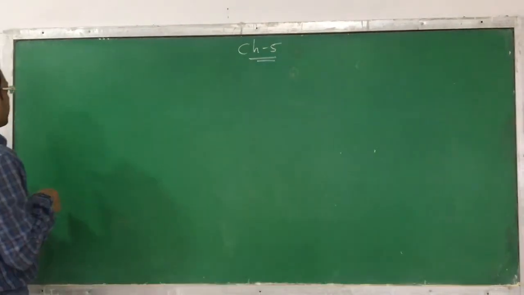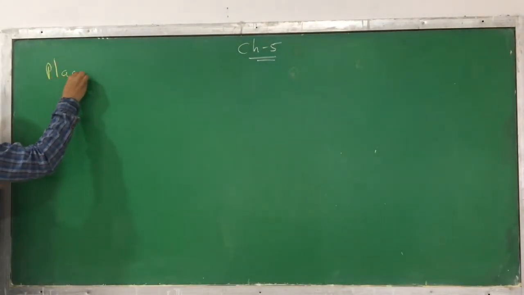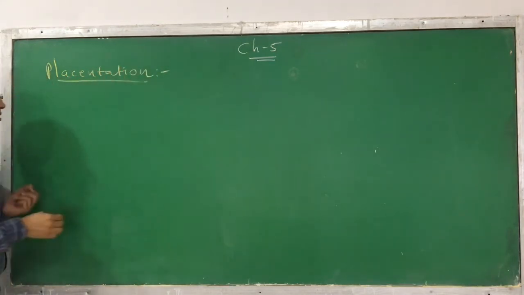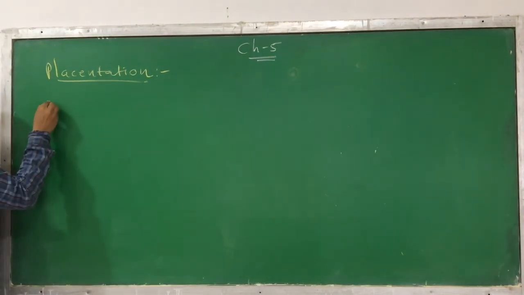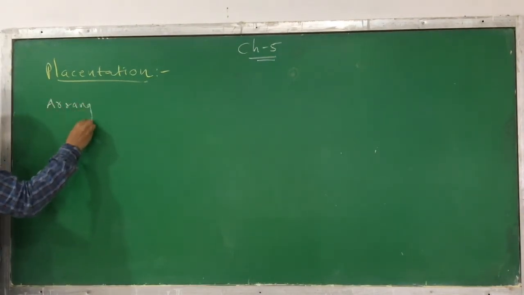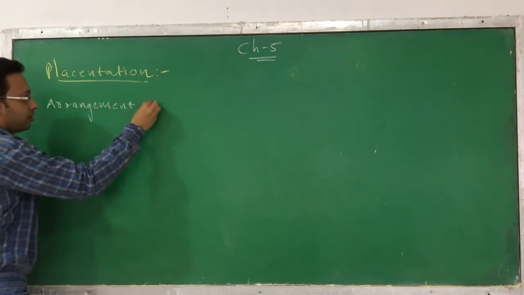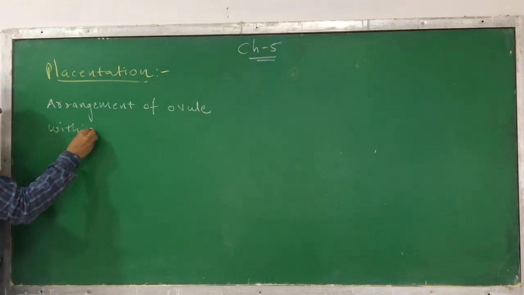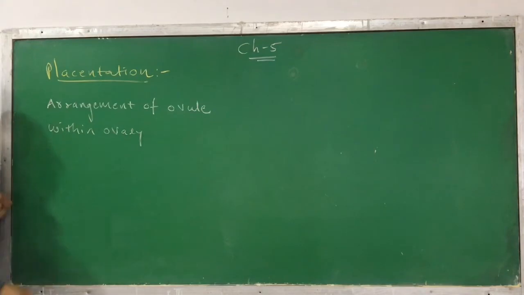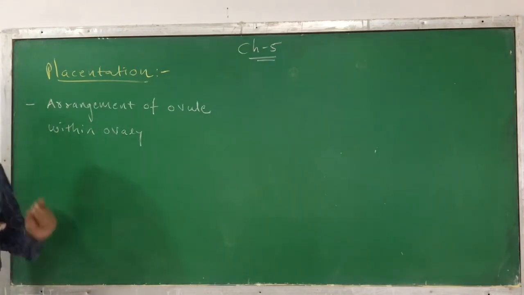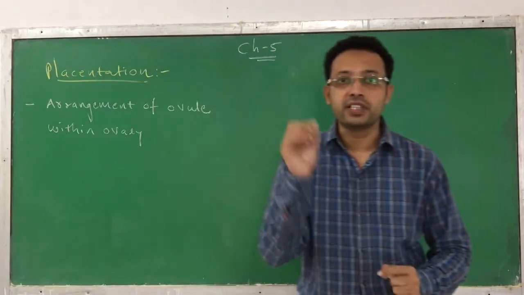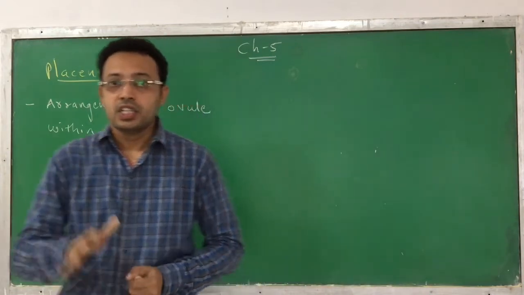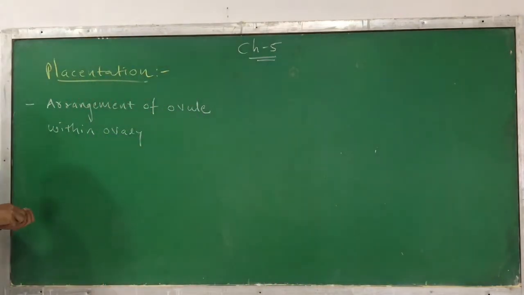Now we are going to start with the next term. It's called placentation. So what is placentation? Placentation means the arrangement of ovules within an ovary. This is called placentation. Different kinds of arrangement can be found. Usually there are 5 main kinds of arrangement you can find in the ovary.